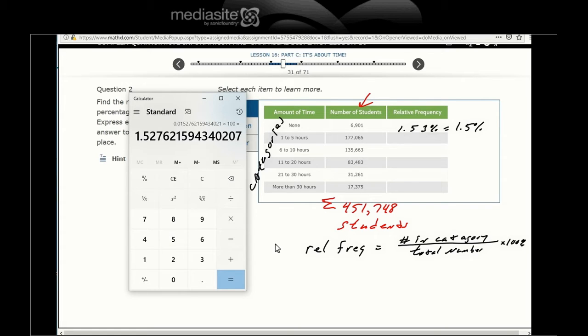All right. We do that every time. The next one would be 170, the next one would be 177 over 451 times 100. Do it all by hand. For 39.2%.